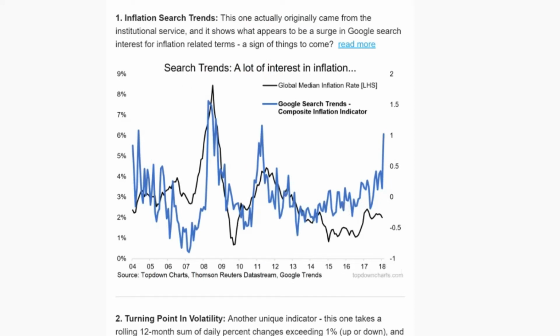Number one is inflation search trends. Let's explain this one first. The blue line there is a composite of Google search trends. This is data from Google Trends, and that's basically giving you an indication of what kind of interest there is in various search terms.